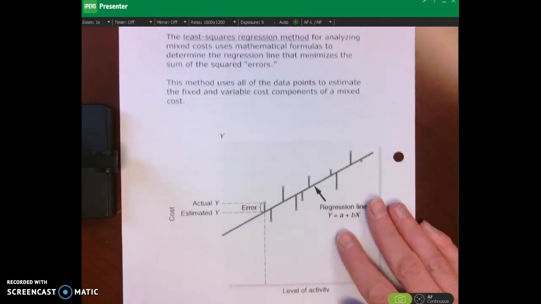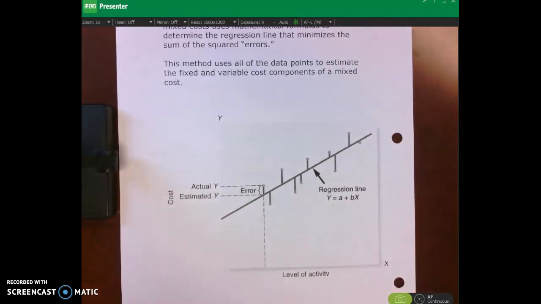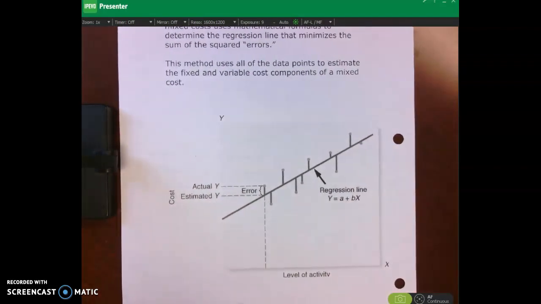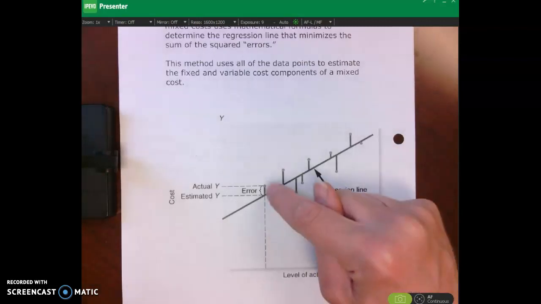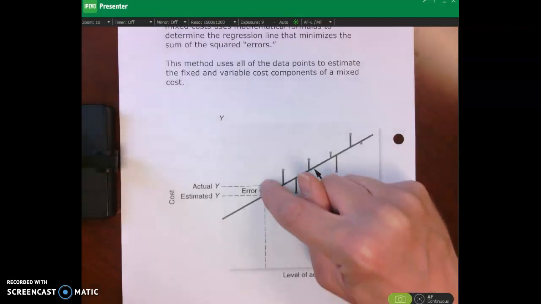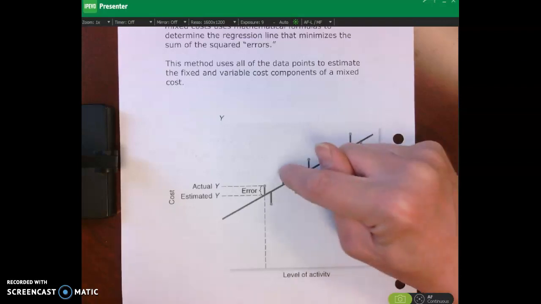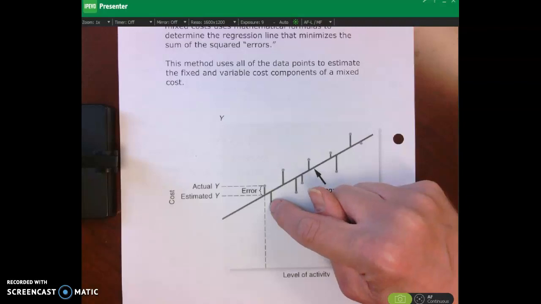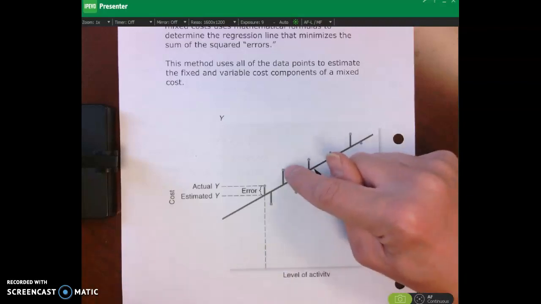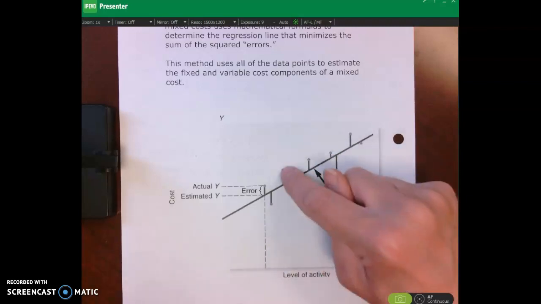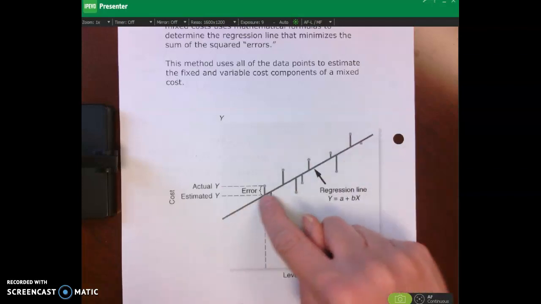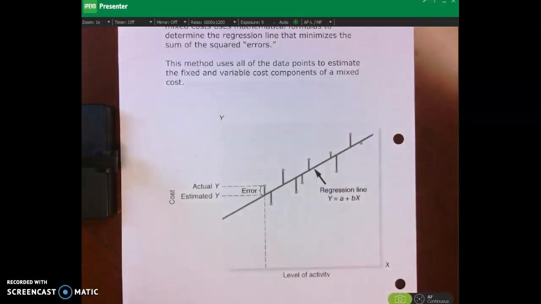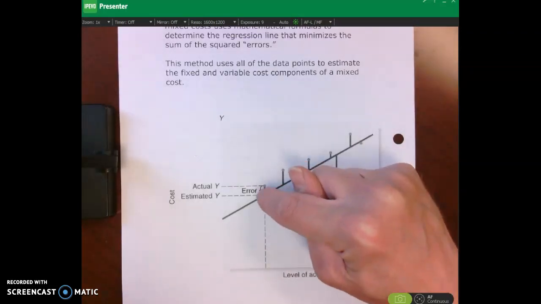And so what regression does is it finds the line that best fits the data. Okay, so what happens is with regression, the software plots all these different data points, and it says, here's my total cost at this level of activity. Here's my total cost at this level of activity. Total cost at this level of activity, and it plots all these, and then it finds the line that best fits the data. That's what regression does. Now, when I say the line that best fits the data, it's the line that minimizes all these errors.